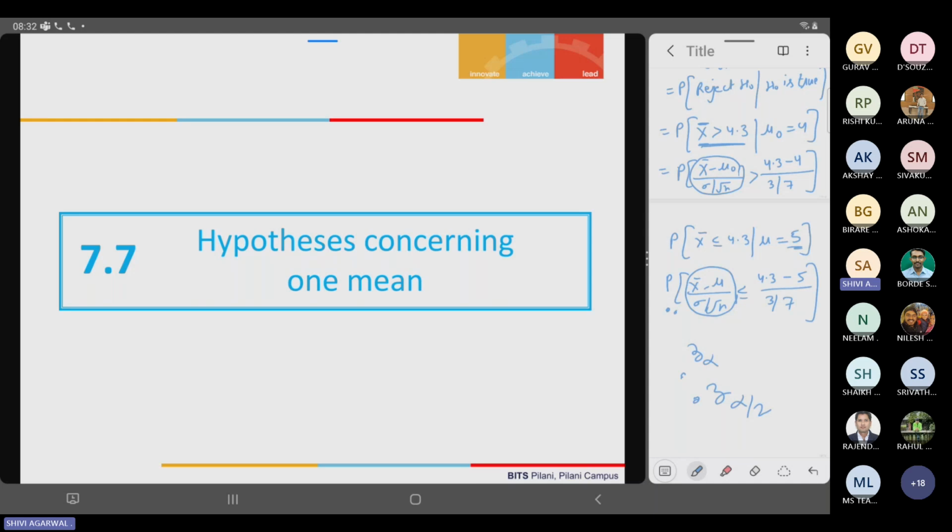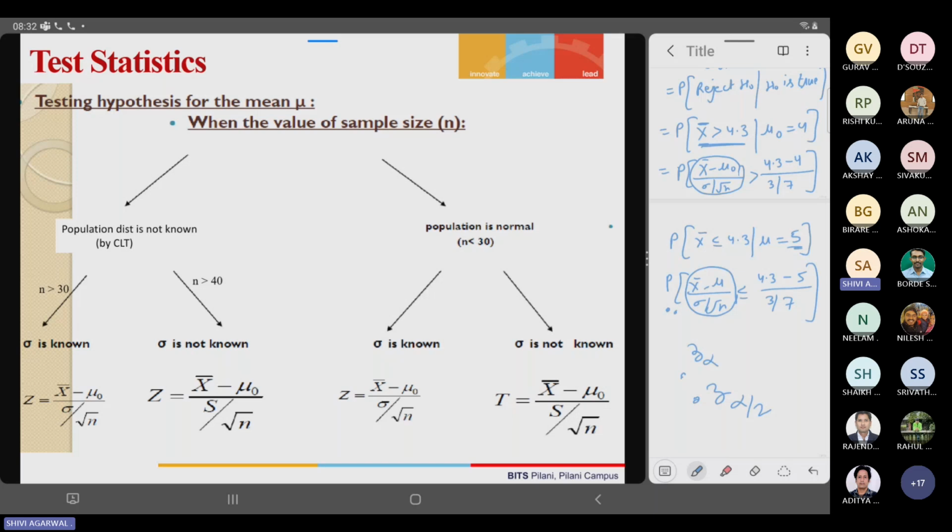So now we are doing section 7.7, that is hypothesis concerning one mean. Hypothesis concerning one mean means what? We are just talking about the mu. As in the confidence interval for mu, do you remember, we have done the 4 cases. So same thing here, we are doing those 4 cases when we are doing the hypothesis testing for mean.